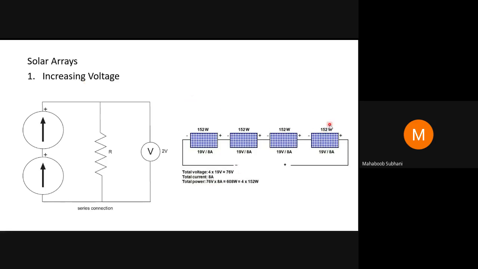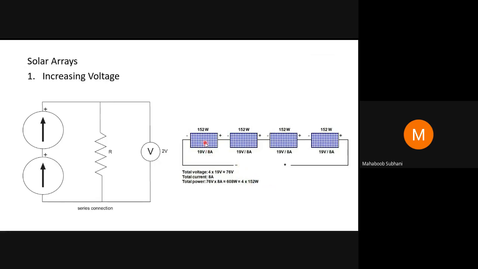This is a typical series connection with four cells, where the positive terminal of the first cell is connected to the negative terminal of the second cell. Likewise, the positive terminal of the second cell is connected to the negative terminal of the third cell, and so on. From this connection, the total voltage we get is 76 volts, and the total current is 8 ampere. If you multiply these two, we get the total power.